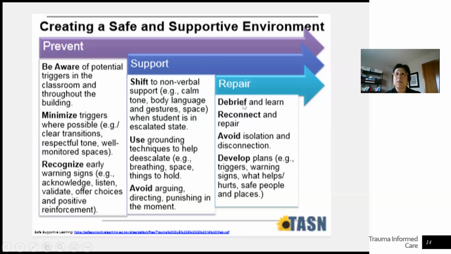Afterwards is when you can debrief, you reconnect with the student, you develop plans and help them be safe mostly, and find out what will help them. So this is a model that is very important to move through as you begin to understand what trauma-informed care is and what that environment looks like in your classroom.